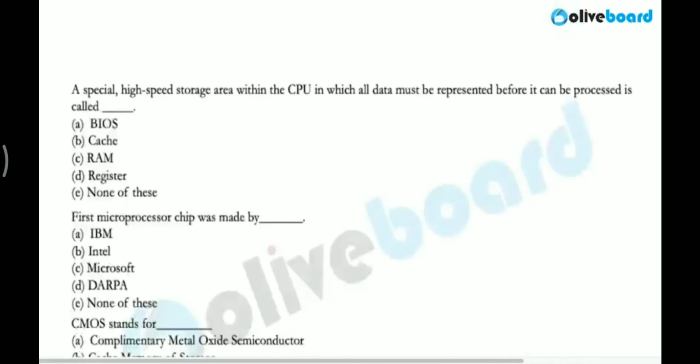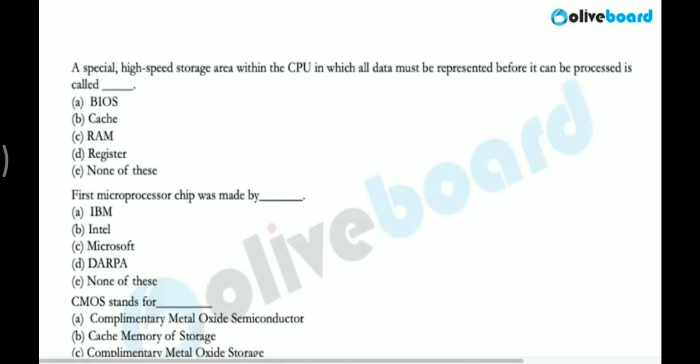The next question is, a special high-speed storage area within the CPU in which all data must be represented before it can be processed is called?